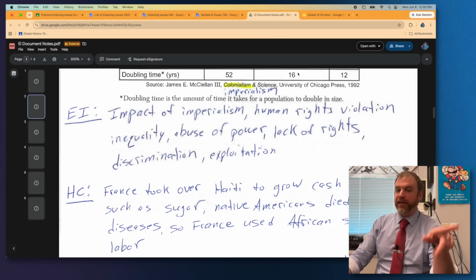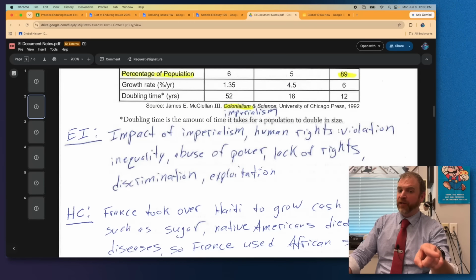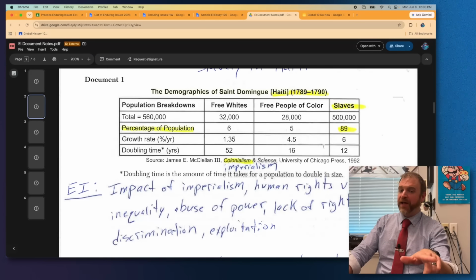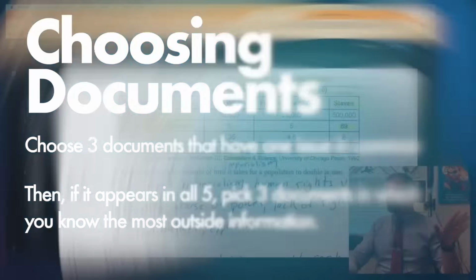So we left off saying human rights violation is going to be our issue because it's in all 5 of the documents. But what's the other criteria we used in the process of choosing the documents? It's in all 5, but we're writing about 3. So how do I narrow it down? Yeah, now I choose which 3 out of the 5 I know the most about. And that might vary according to person, right?